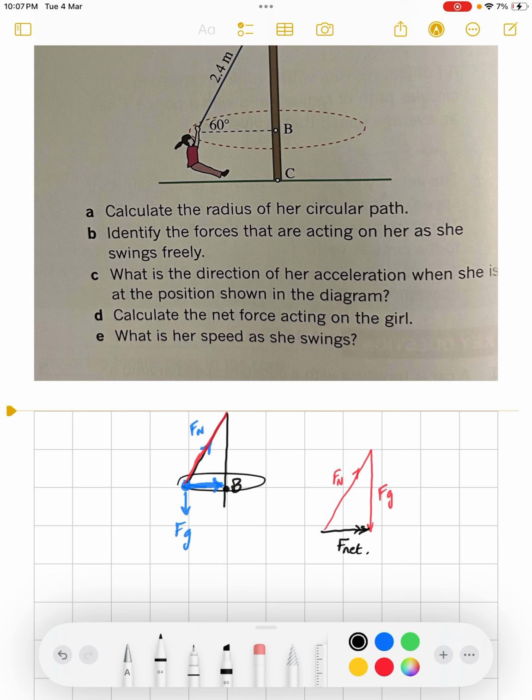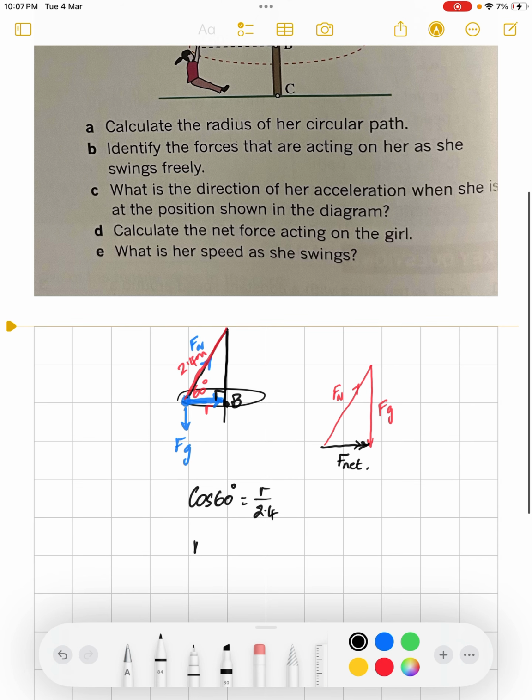And let's look at some lengths here, because we've got a 60-degree angle in the picture, and this is 2.4 meters. So it's asking what's the radius, and the radius is using cos 60. You can get adjacent over hypotenuse in that triangle just for the length, and therefore the radius is 2.4 times cos 60, which cos 60 is a half, so the radius is 1.2 meters. So calculate the radius of a circular path, it's 1.2 meters.